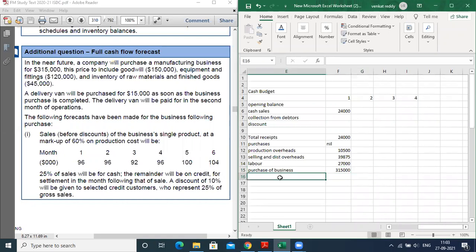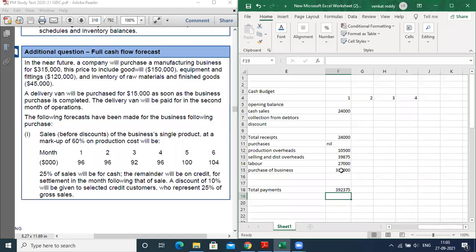So purchase of business we got it as 3,15,000. Then the total payment: ten thousand five hundred, 39,875, 27,000, then 3,70,000. So the total payment we got it as 3,92,370.